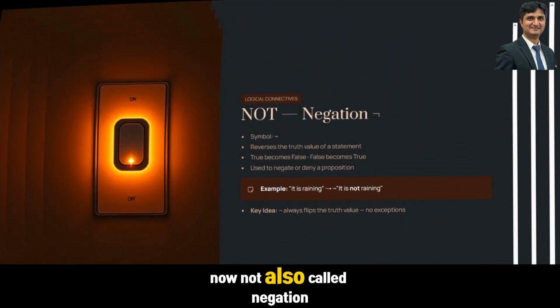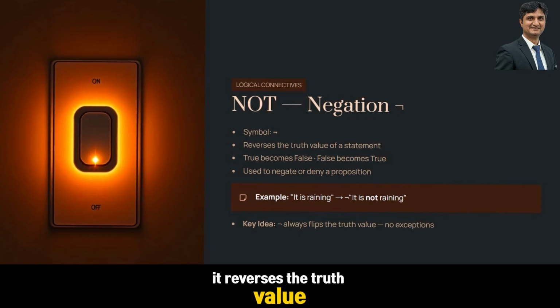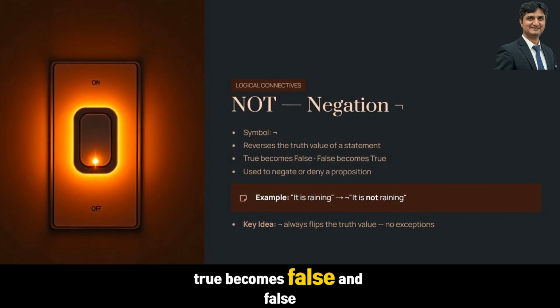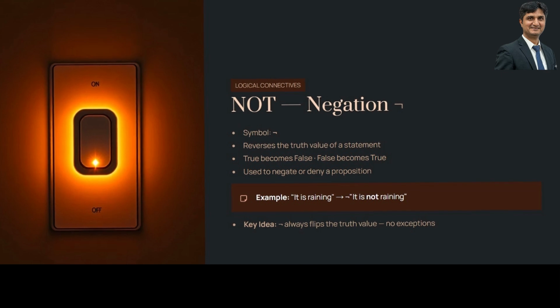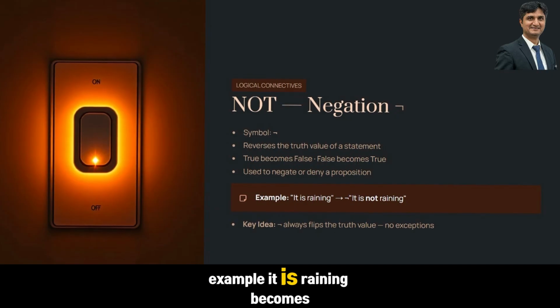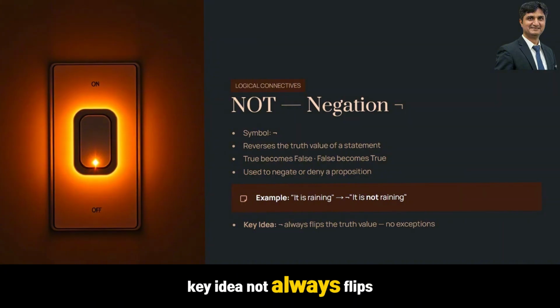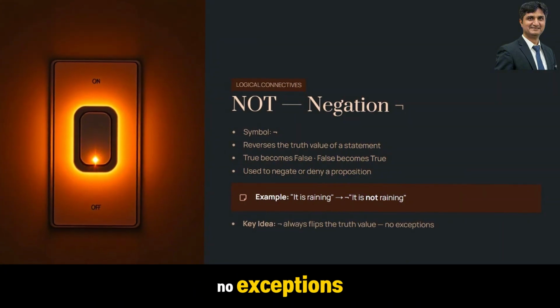Now, not, also called negation. Symbol ¬. It reverses the truth value of a statement. True becomes false, and false becomes true. It is used to negate or deny a proposition. Example: it is raining becomes not it is raining. Key idea: not always flips the truth value, no exceptions.